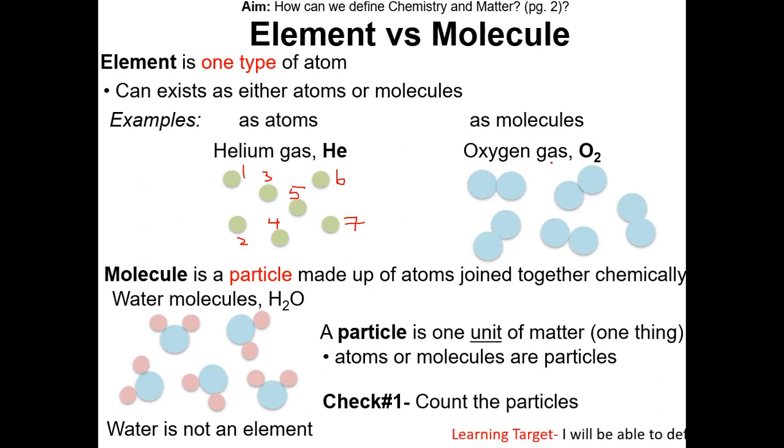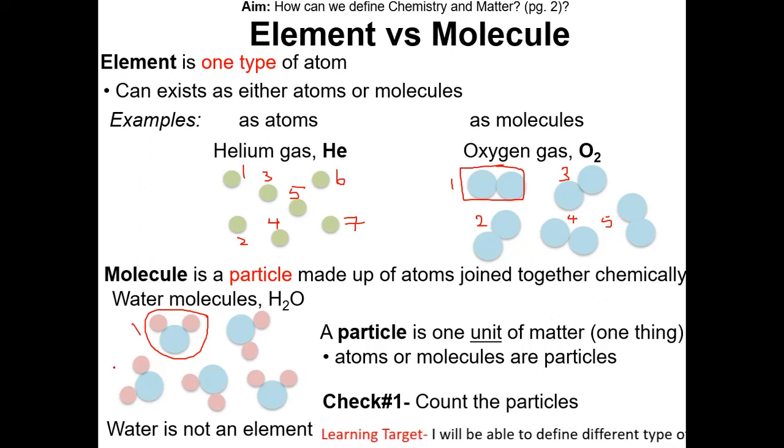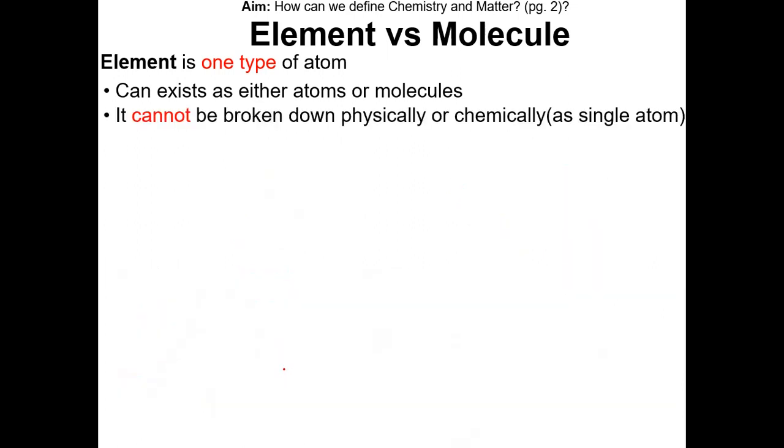helium gas. For oxygen gas, this is considered one particle or one thing or one unit. So there's 1, 2, 3, 4, 5 particles of oxygen gas in this diagram. For water, this is considered one particle. So there is 1, 2, 3, 4, 5 particles of water in this diagram.